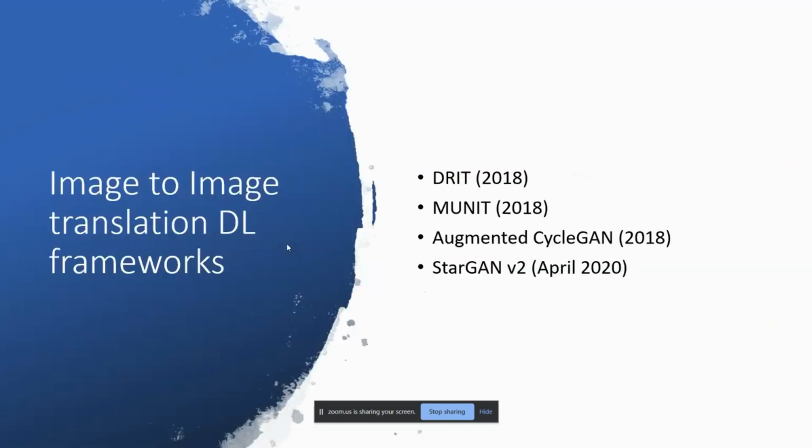These multimodal image-to-image translation tasks are usually performed using image-to-image translation deep learning frameworks. My initial research led me to 3 of them, DRIT, MUNIT, and augmented CycleGAN. I conducted experiments on all of them, and I realized that augmented CycleGAN is the most suitable one for the task of image enhancement. Recently, there was a new framework published, called StarGAN v2, and it is currently the state of the art in image-to-image translation. However, I didn't have time to conduct experiments on that one because it was released very lately.